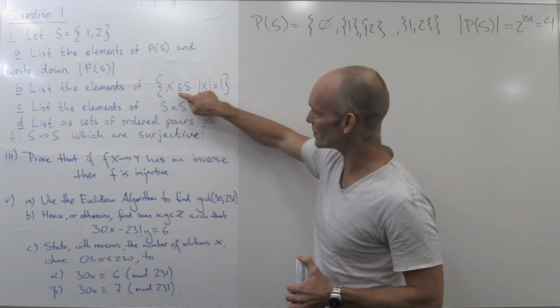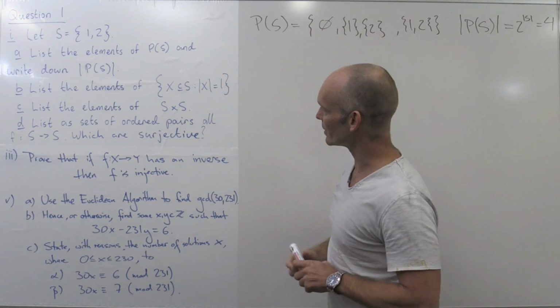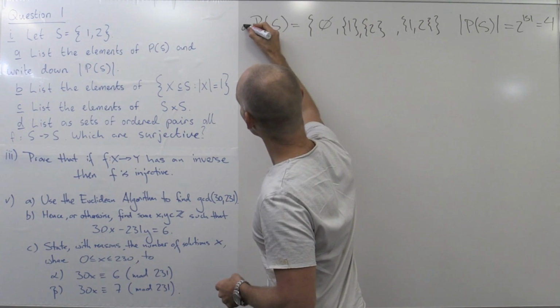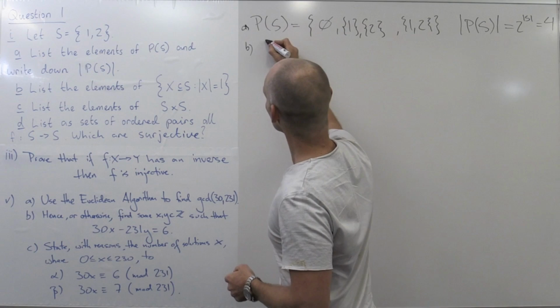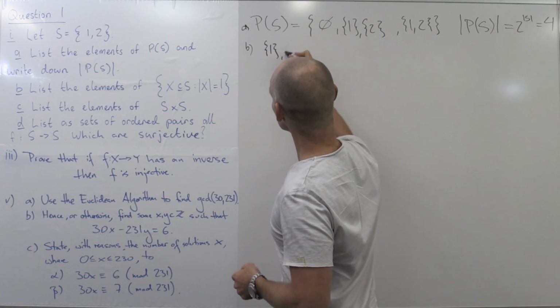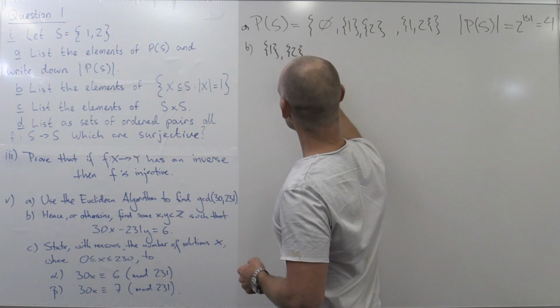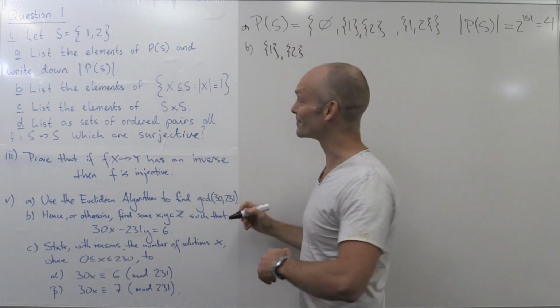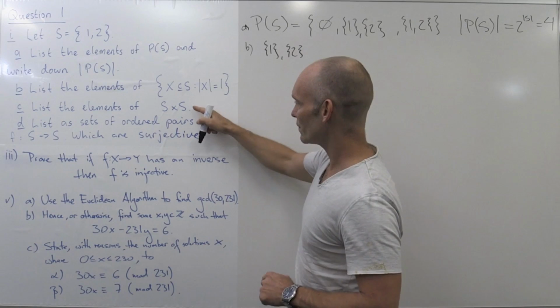List the elements of this. So here we're looking at the subsets of this that have exactly one element. This is again rather easy. So let's write A here and B there. These are just the singleton sets, the sets that contain exactly one element. And we're done. Another mark. This is easy. Cool.